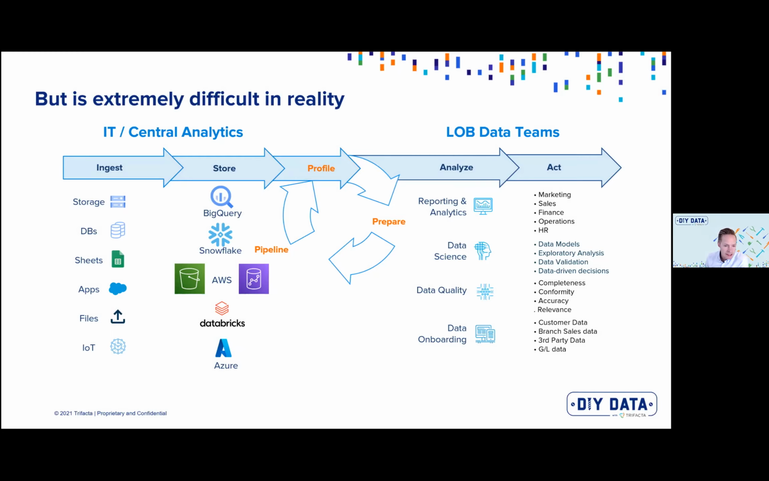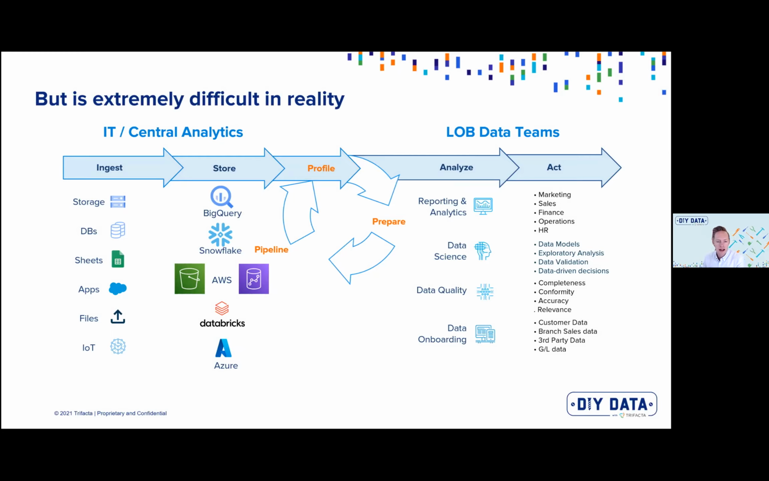So most organizations, you'll find that there's a bit of a rift or separation between line of business teams and between IT, where IT has certain responsibilities and they also own a significant amount of the infrastructure in the modern data stack.